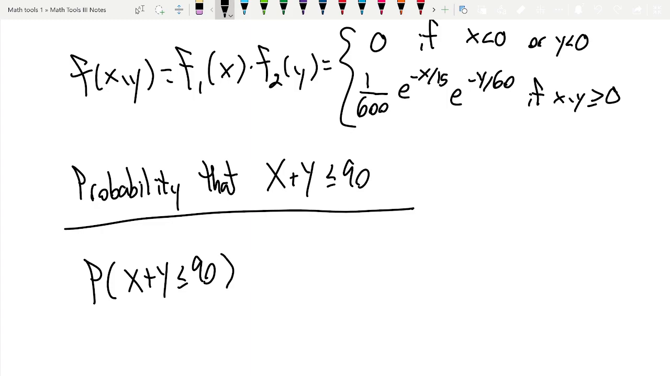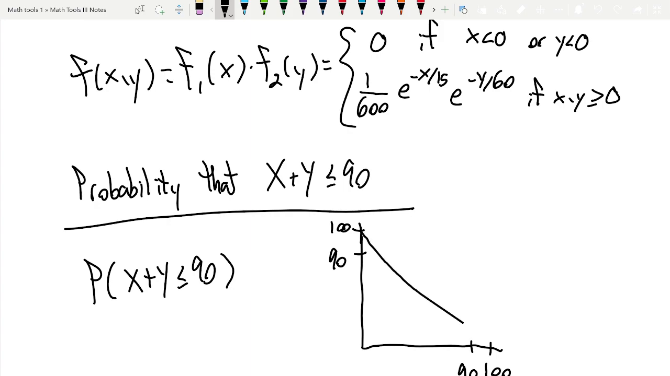Okay. So if we think about the region that we're in here, first of all, we're going to have kind of a big scale here. Let's say this is 100, this is 90, this is 90, this is 100. Okay, we're going to be bounded by this line, which is x plus y equals 90.